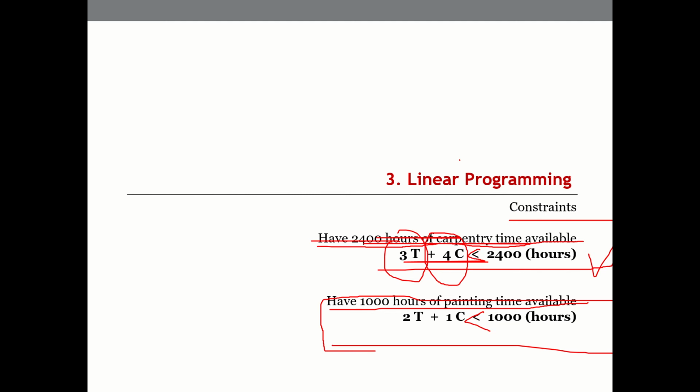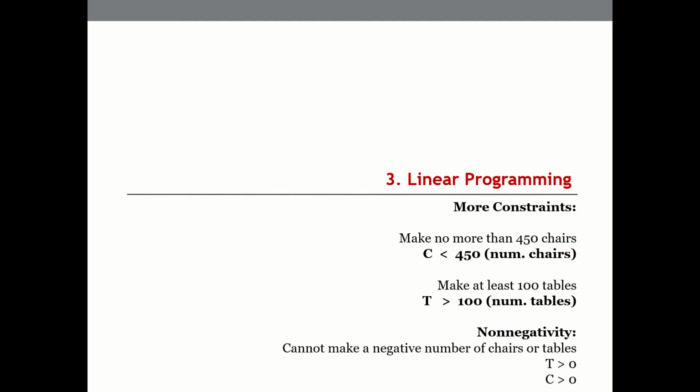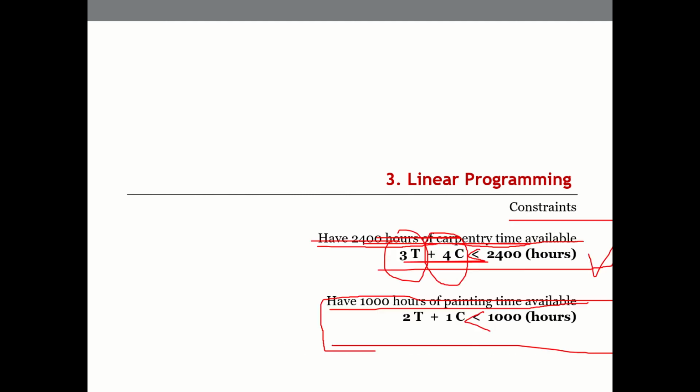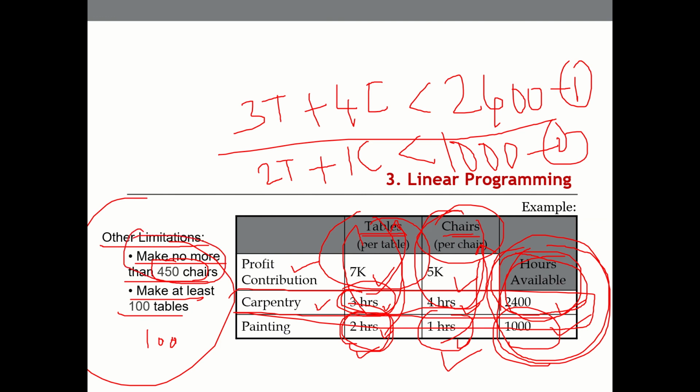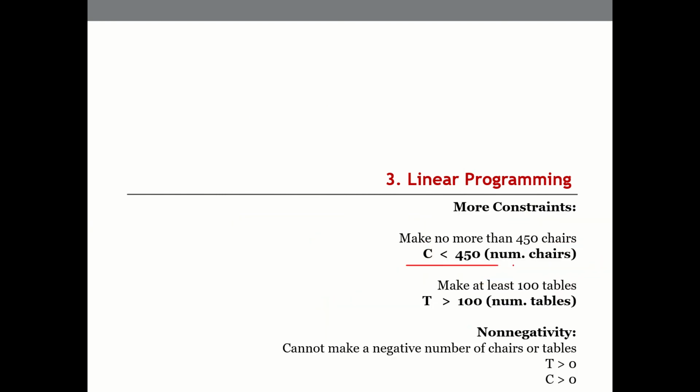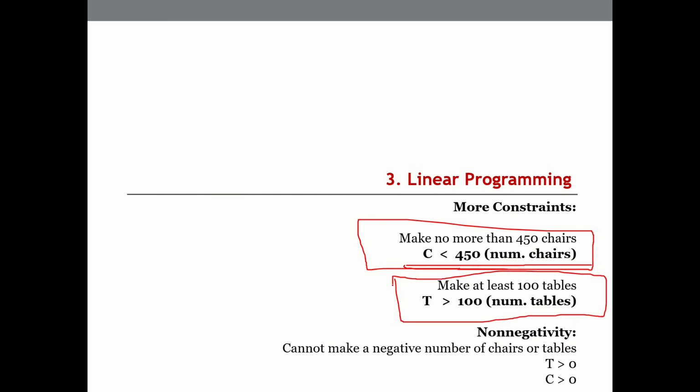And then there are certain other constraints. What was the constraint here? We said make no more than 450 chairs and make at least 100 tables. So we should not manufacture more than 450 chairs, and we should manufacture a minimum of 100 tables.